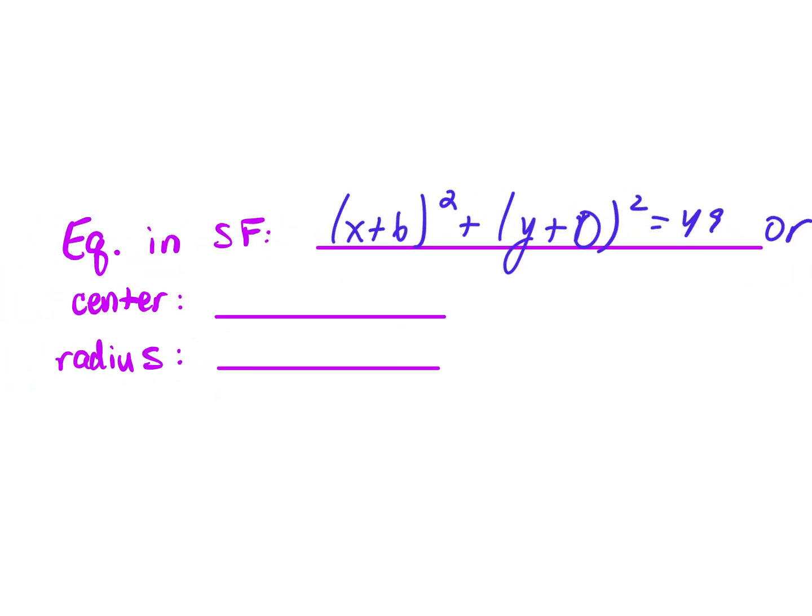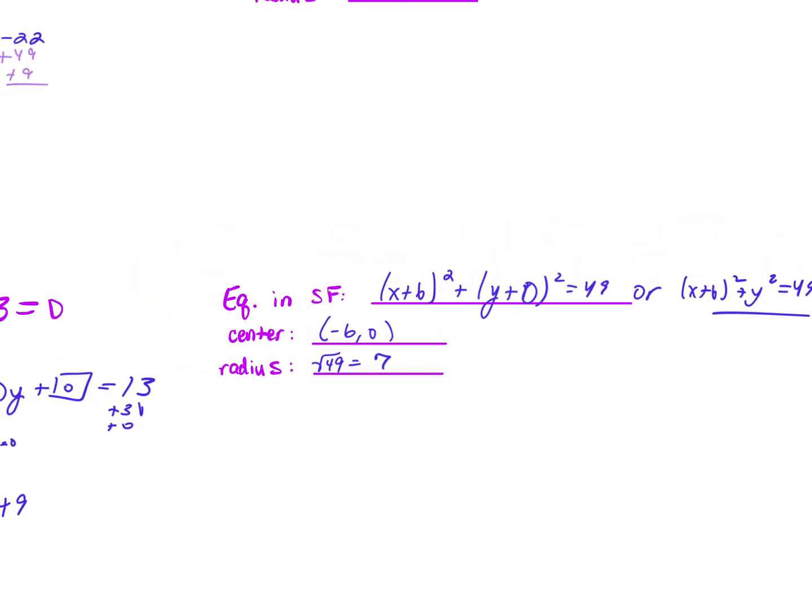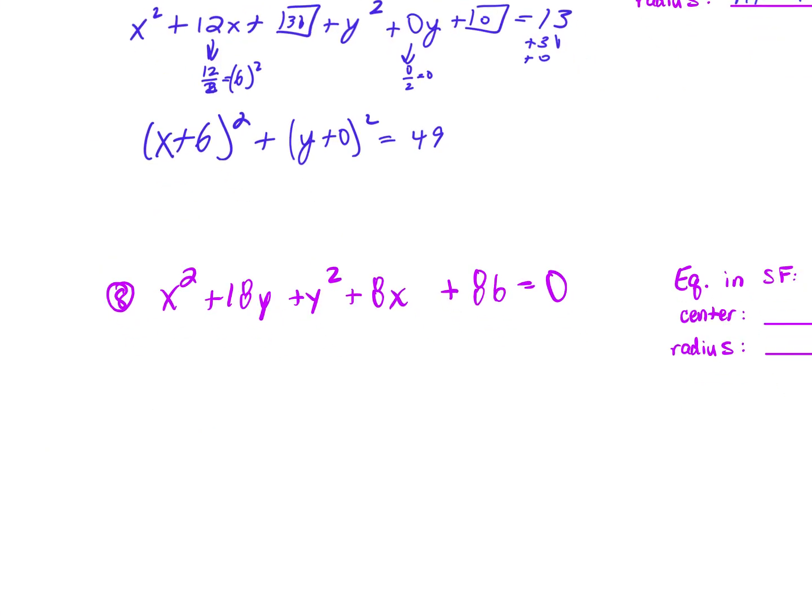So what would the center be in this case? Negative 6, 0. And then what would your radius be? It'd be the square root of 49, which equals 7. All right, last one, and then we're done.